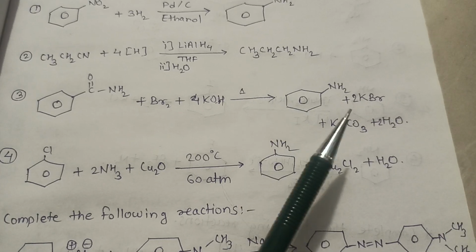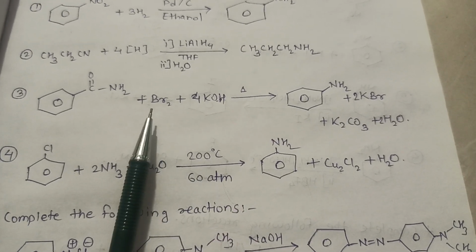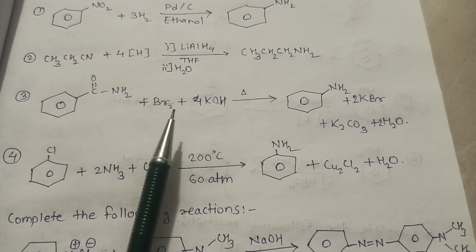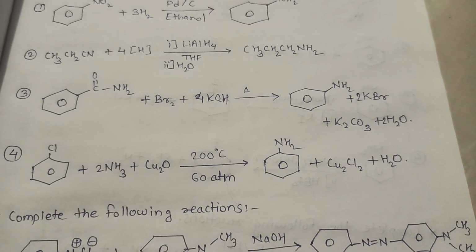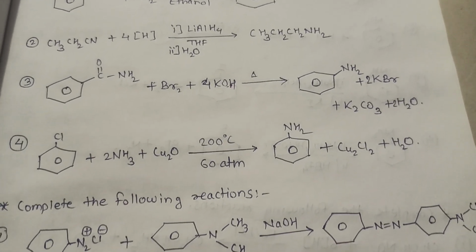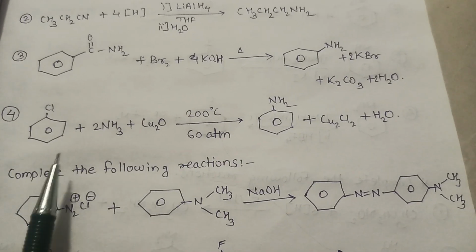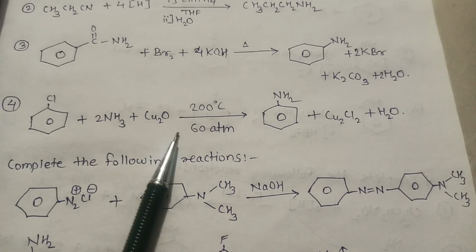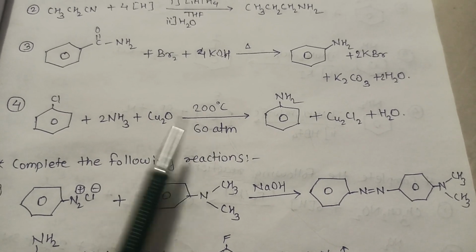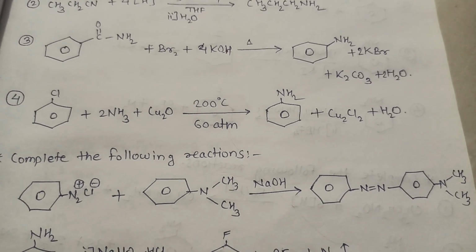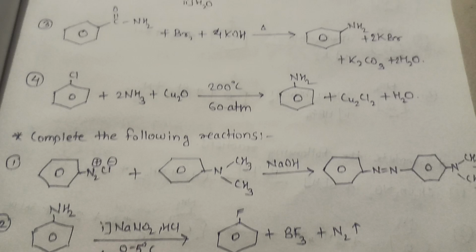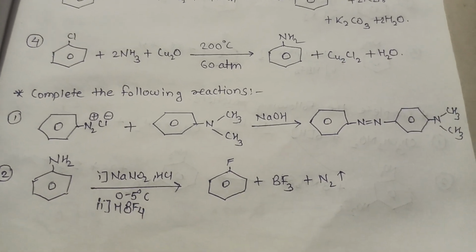Mechanism is not there in your syllabus. K will combine with Br to give KBr, and H and OH will give water, and potassium carbonate is the another product obtained. The next reaction is a direct reaction, nucleophilic substitution reaction at high temperature and high pressure. Chlorine is replaced by NH2. We are getting aniline from chlorobenzene. So these are the four reactions.